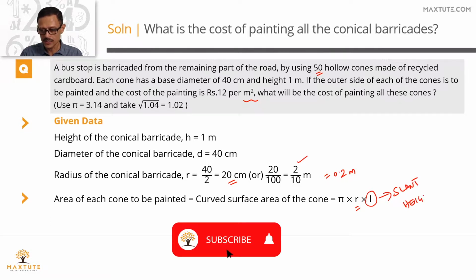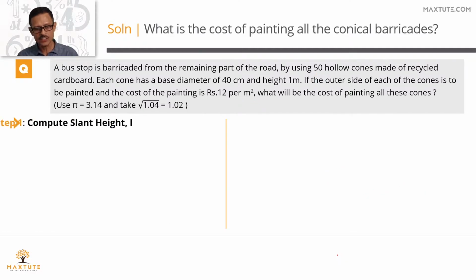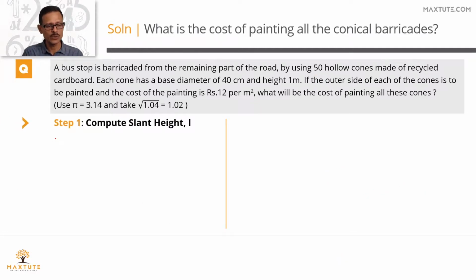So step 1, let's compute the slant height using the data that is given to us. To get started, let's find out the square of the slant height, L square. This is equal to h square plus r square, where h is the height of the cone and r is the base radius. Do we know the height? Yes, it's 1 meter. So 1 square plus r square, we computed the value of r to be 2 by 10 meters. So that's equal to 1 square plus (2 by 10) square.